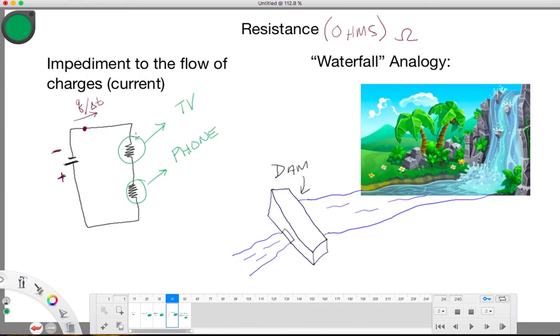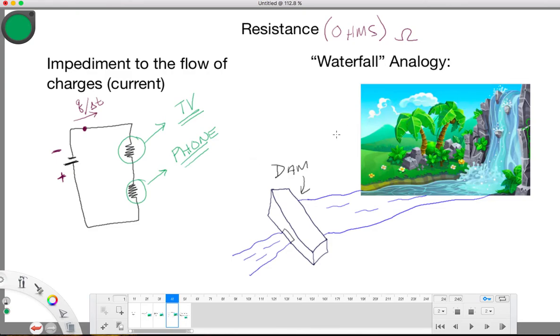Now it slows the current down, it converts that energy into, let's say, sound and light, and heat maybe. If you are using an electric stove, it converts it to heat. If you're using a fan, it's going to convert it to kinetic energy.